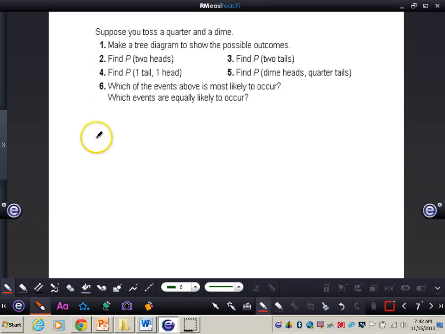So if we're taking a look at if one lands on heads and tails, okay, so we can see our heads and our tails. So you can have a heads on one, heads on the other, heads on one, tails on the other. Or you can have a tails on one, heads on the other, tails on one, tails on the other. Okay, so we can see that there are 4 possible outcomes.